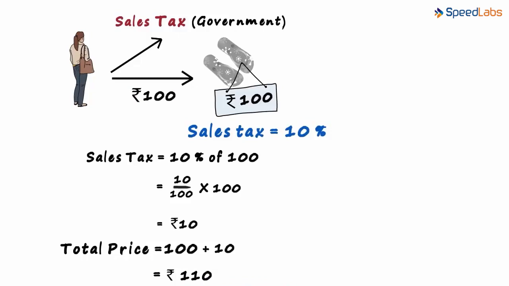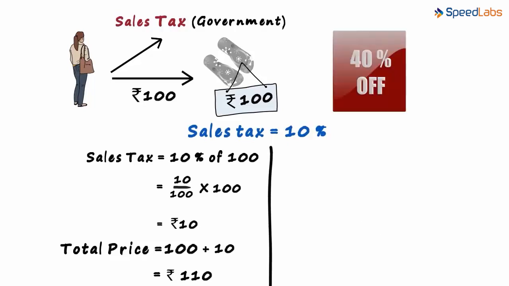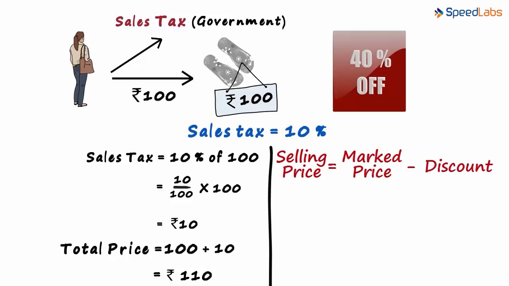Let me give you another interesting scenario. The lady goes to the shop after a month to buy the same pair of slippers for her sister. But this time the shopkeeper is offering a 40% discount on the slippers. Now it gets really interesting. First, let's calculate the selling price after the discount. Remember, the discount is always a percentage of the marked price.